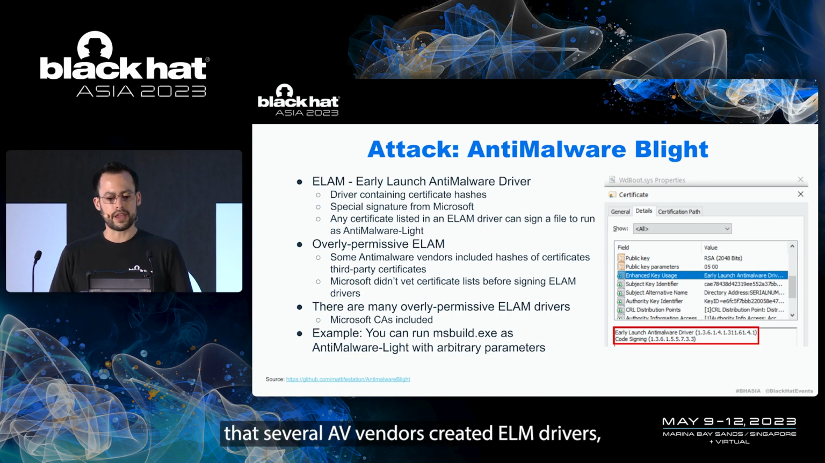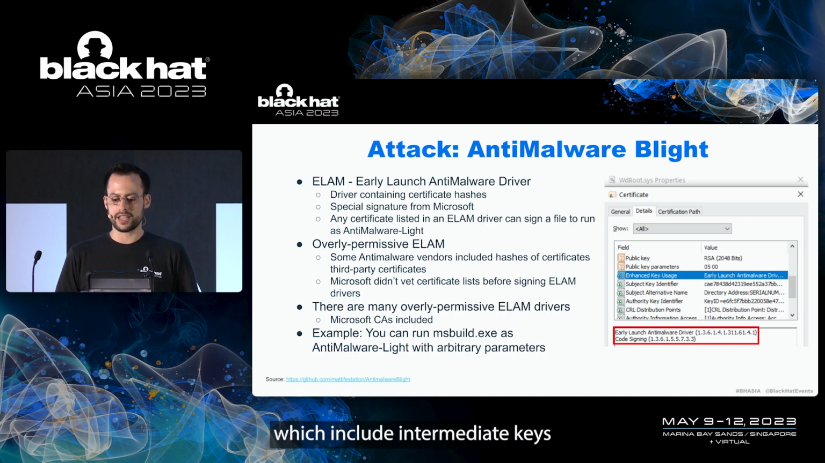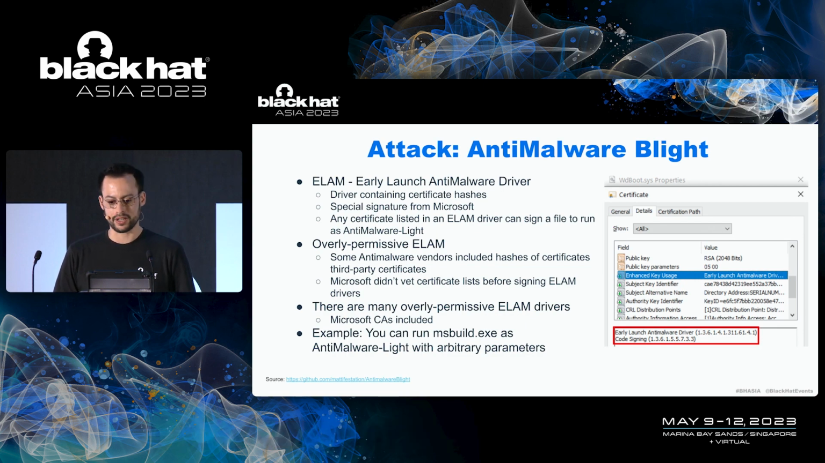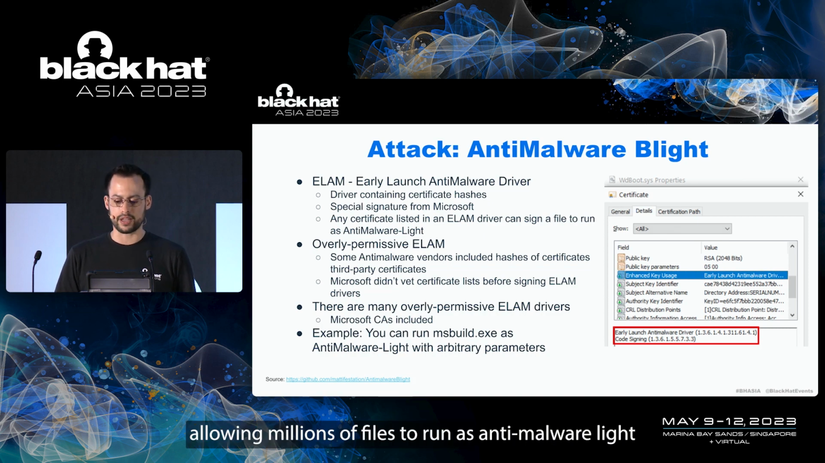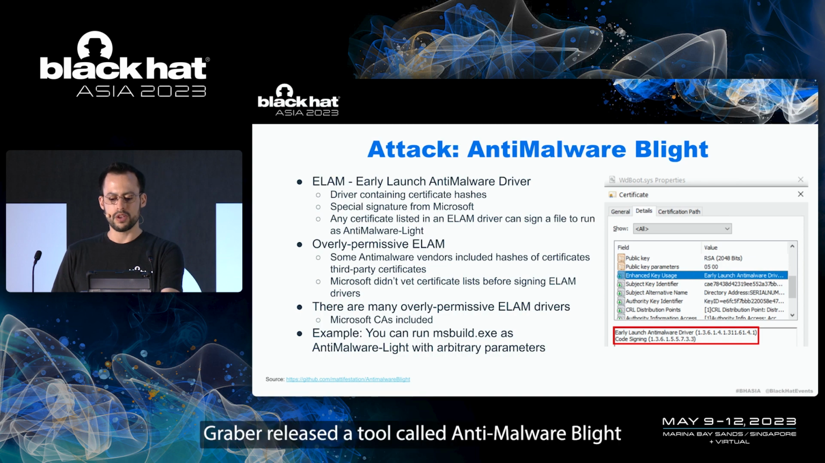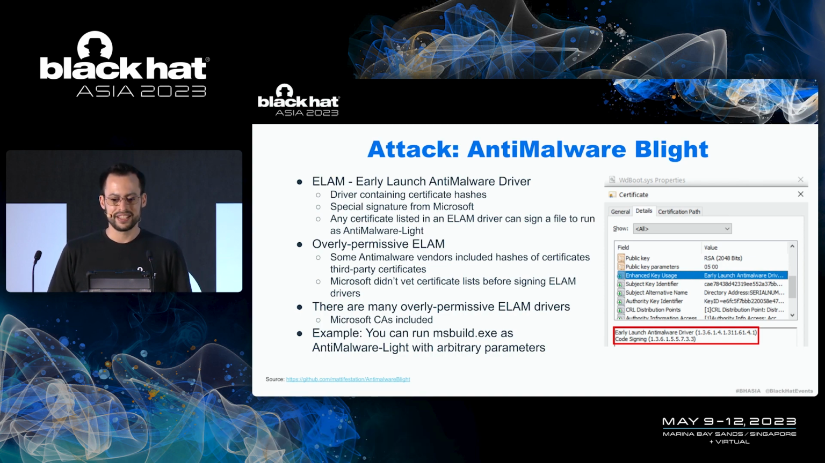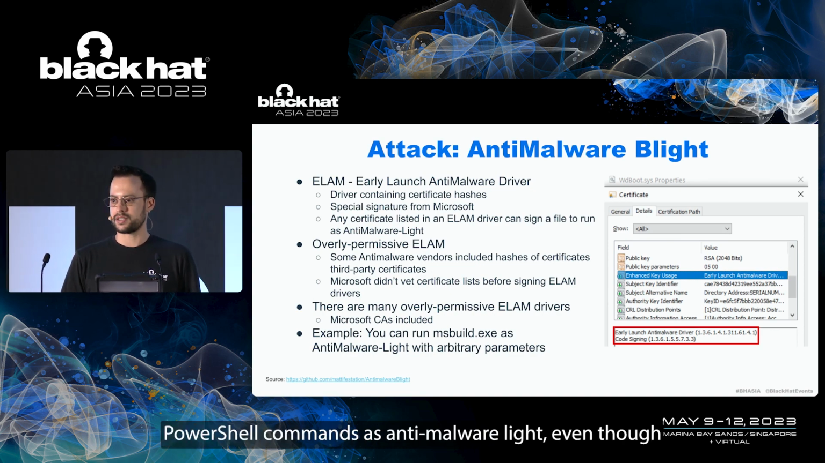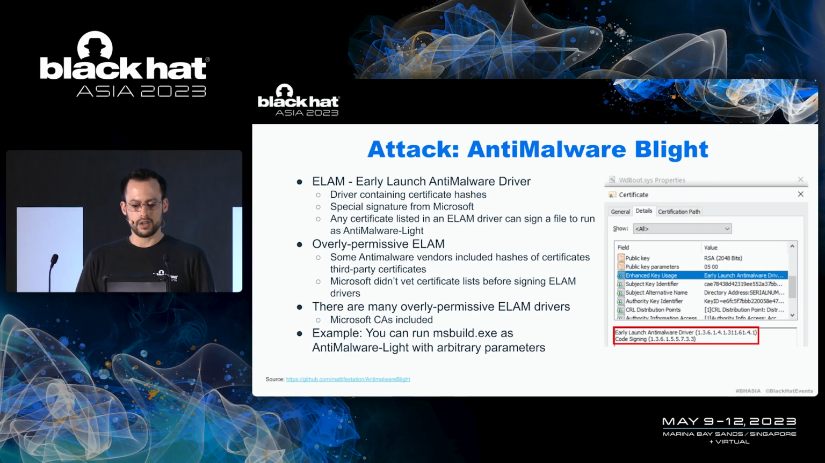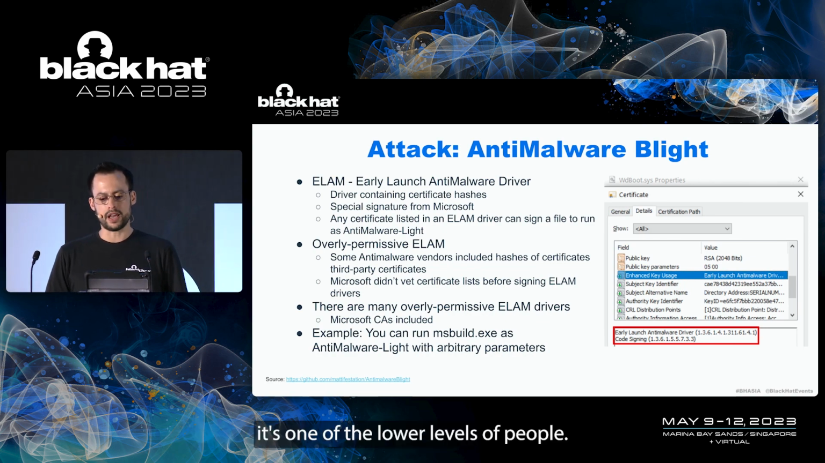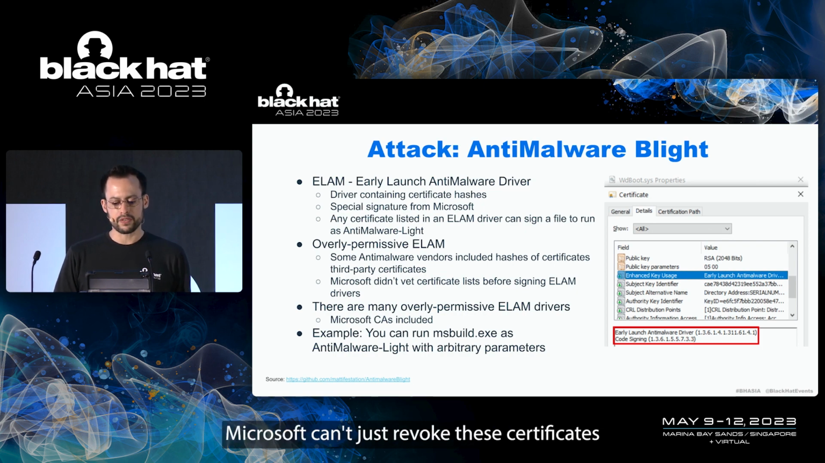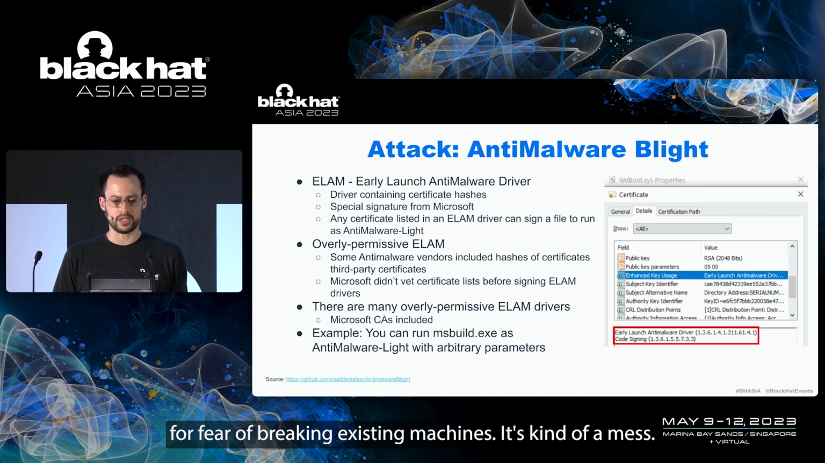Matt Graber discovered that several AV vendors created ELAM drivers which include intermediate CAs for very large CAs, including Microsoft, Comodo, and Symantec, allowing millions of files to run as anti-malware light that shouldn't be running as anti-malware light. Graber released a tool called anti-malware blight that leverages an overly permissive ELAM driver to allow you to run arbitrary PowerShell commands as anti-malware light. Even though it's one of the lower levels of PPL, such processes are still unkillable by traditional administrative tools, and they may be able to tamper with the system's security software. Microsoft can't just revoke these certificates for fear of breaking existing machines. It's kind of a mess.